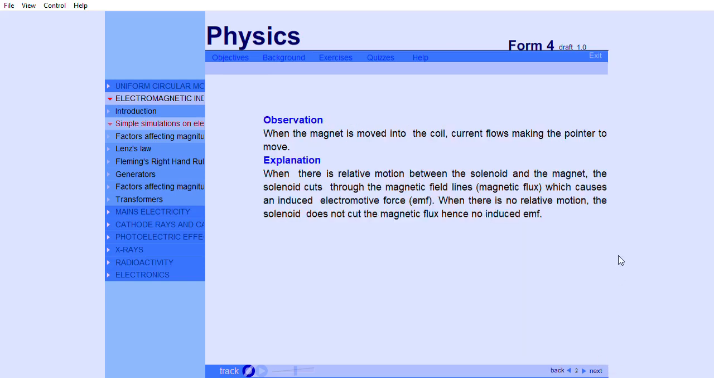Observation. When the magnet is moved into the coil, current flows, making the pointer to move. Explanation. When there is relative motion between the solenoid and the magnet, the solenoid cuts through the magnetic field lines, that is, magnetic flux, which causes an induced electromotive force, EMF. When there is no relative motion, the solenoid does not cut the magnetic flux, hence no induced EMF.